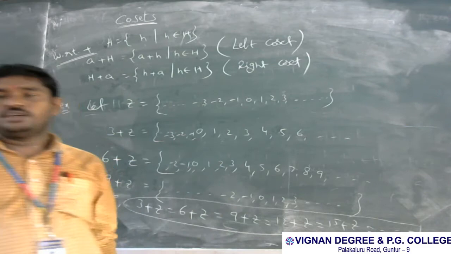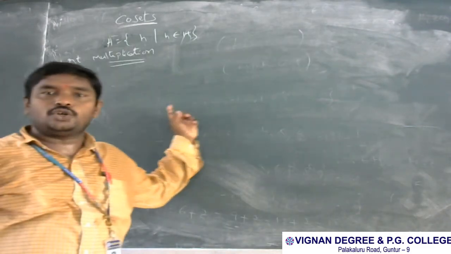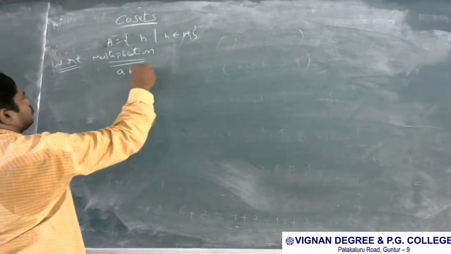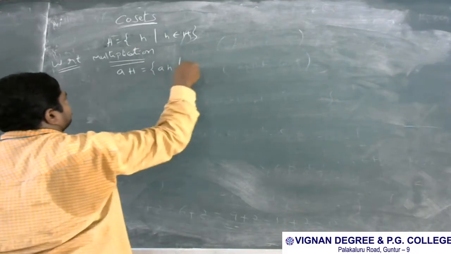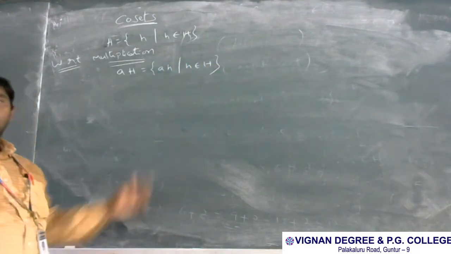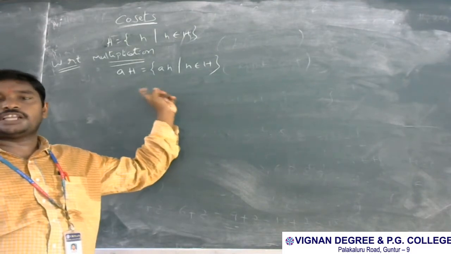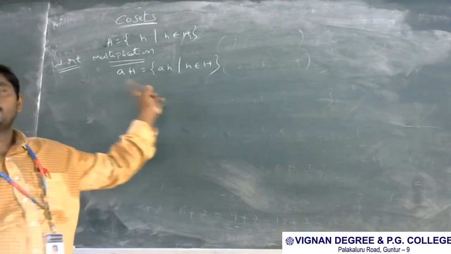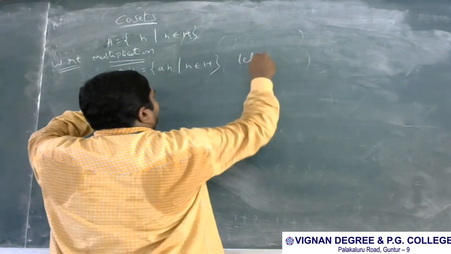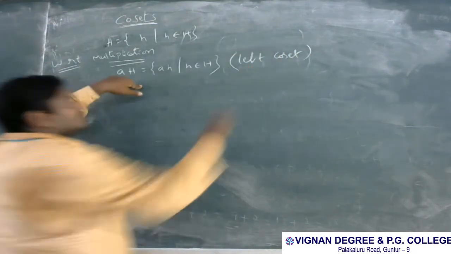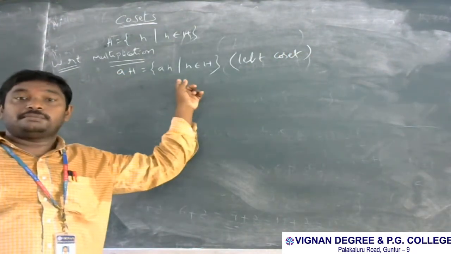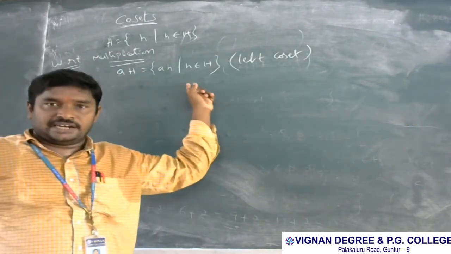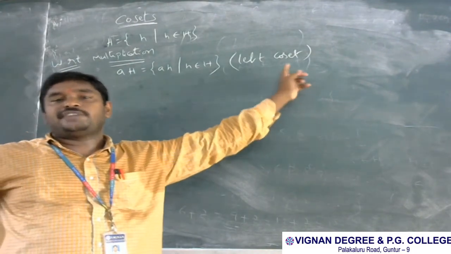Next I am going to go with respect to multiplication. What multiplication? For example, small a times h is equal to small a times h, where small h belongs to capital H. Here small a into h means with respect to multiplication. So which side are you multiplying small a to h? The left side. So this is called a left coset, because you multiply small a on the left side.